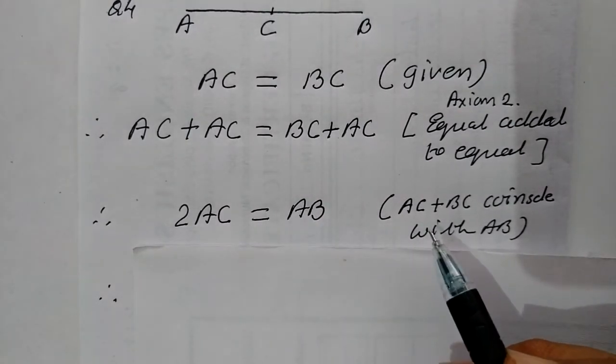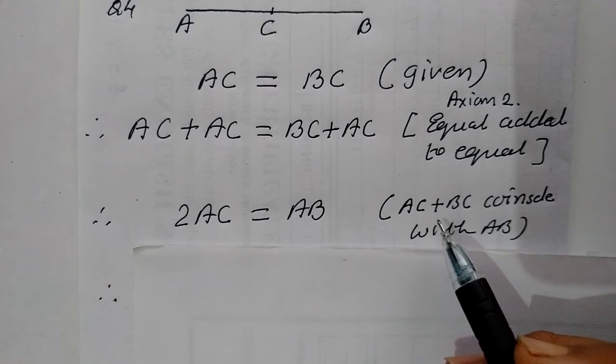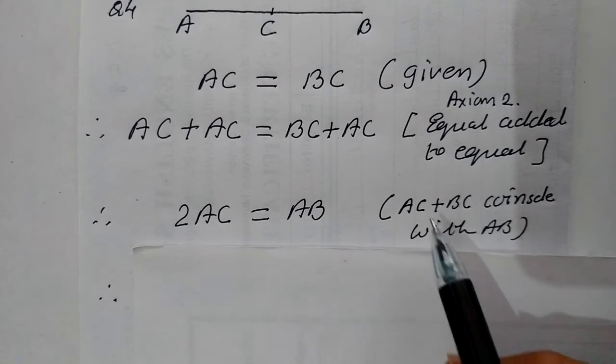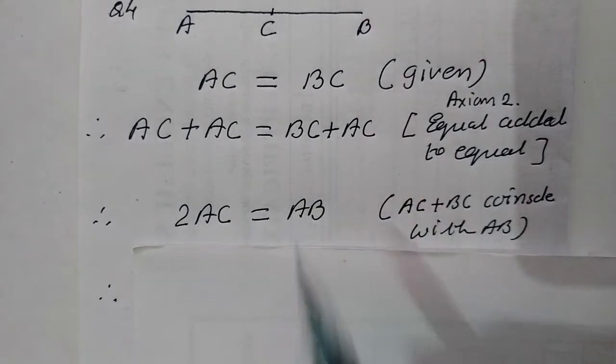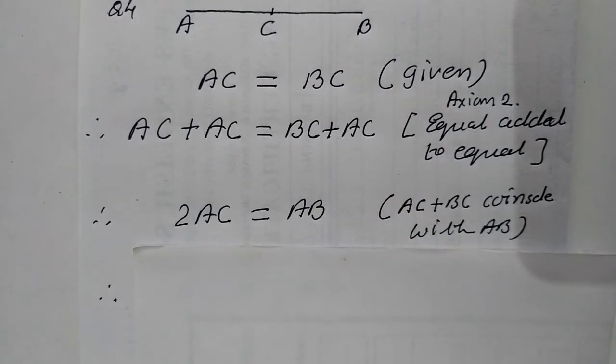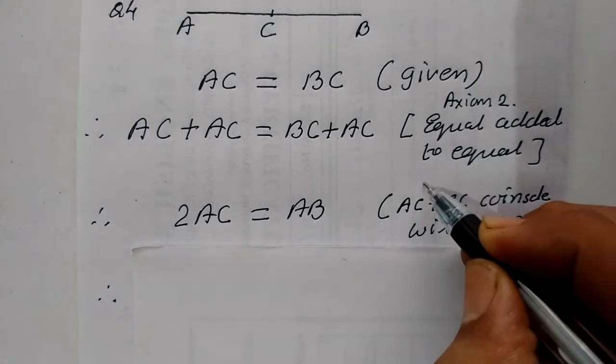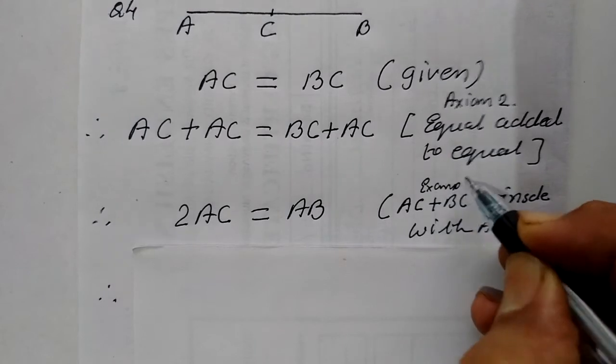Meaning is what? Children, this is coincide rule. AC plus BC coincide with AB. So BC plus AC equal to AB we can write. This we have proved also, children. Can you recollect where we proved? This is nothing but example number 1.